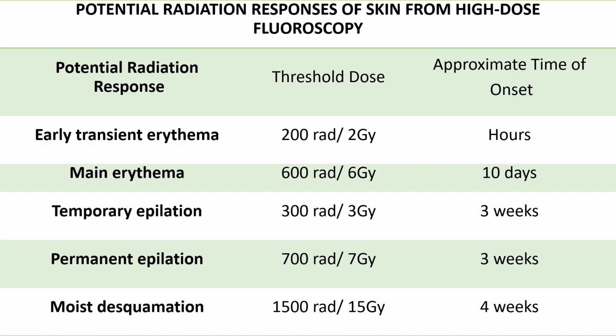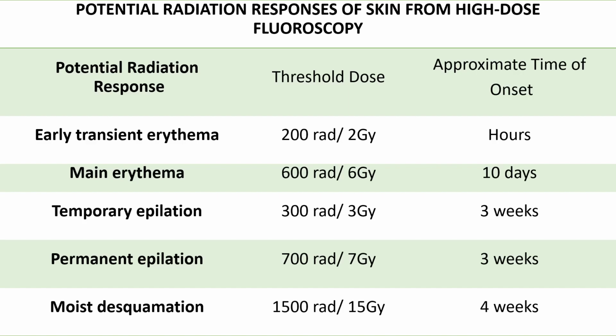So ito yung potential radiation response of skin from high-dose fluoroscopy. So we have the potential radiation response, the dose threshold, and approximate time of onset. So early transient erythema, 200 rad or 2 gray, hours lang ang kanyang onset. Then main erythema is 600 rad, 6 gray, 10 days.